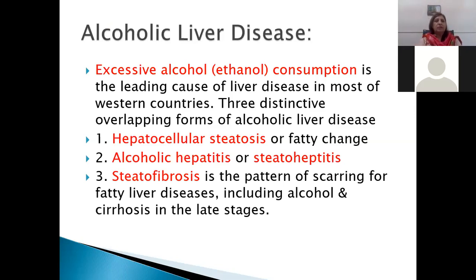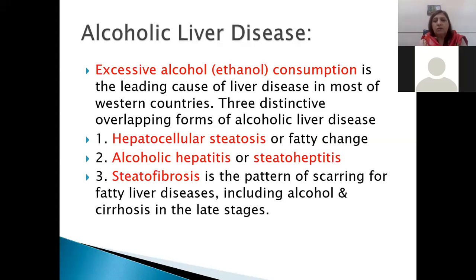Next is alcoholic liver disease. Alcoholic liver disease is also very important from your examination point of view. Excessive alcohol consumption, which is ethanol, is the leading cause of liver disease, and in most of the Western countries, this is the most important leading cause of the disease as compared to our part of the world. Three distinct overlapping forms of alcoholic liver disease are seen. Number one is hepatocellular steatosis, also called fatty change of the liver, number two is alcoholic hepatitis or steatohepatitis, and number three is steatofibrosis.